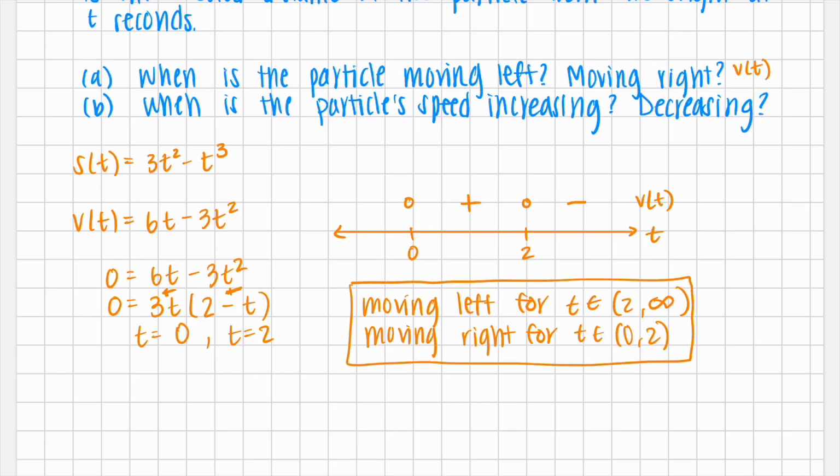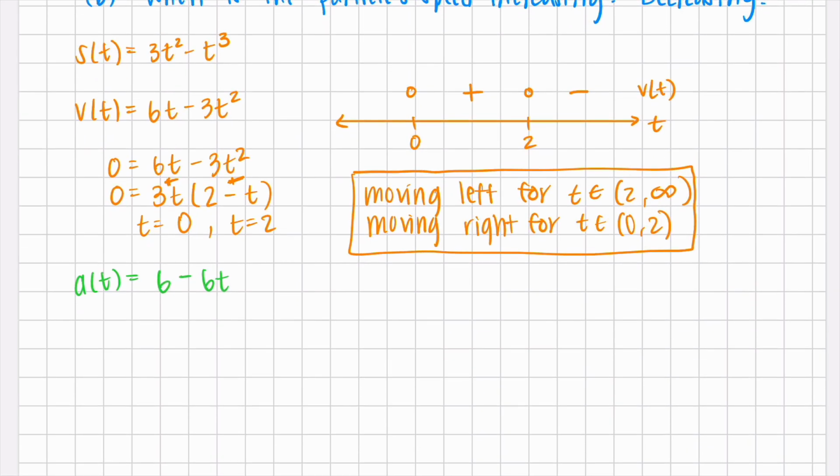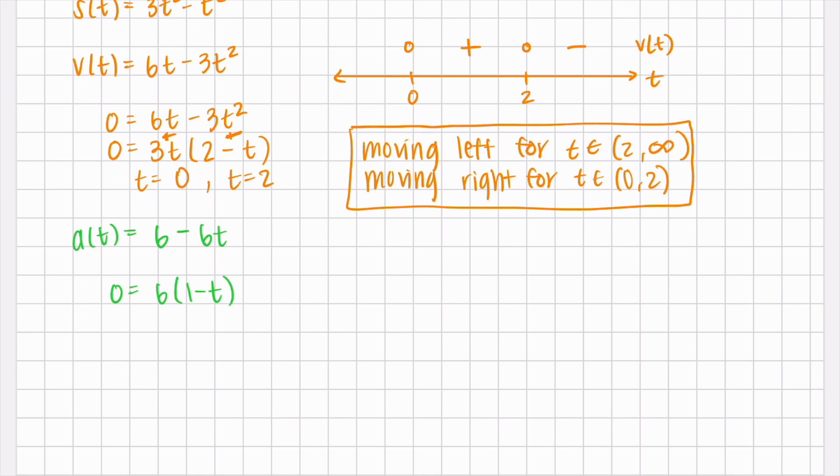That is part A. Part B says, when is the particle's speed increasing or decreasing? We know that the speed is increasing when the signs of acceleration and velocity are the same, and decreasing when those signs are different. So now I need to figure out acceleration. So I'm going to take the derivative of my velocity equation, and I'm going to set that equal to 0, so I can see where my acceleration equals 0. And on either side of that, my acceleration could change. So I get t equals 1.